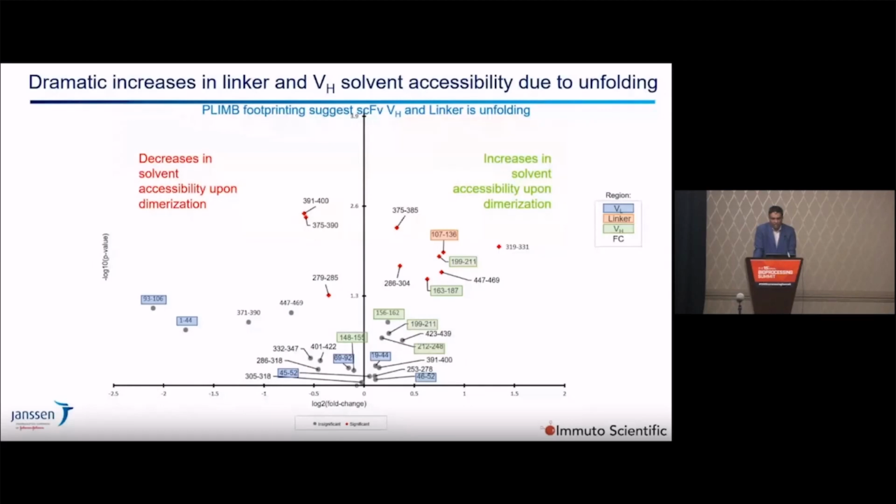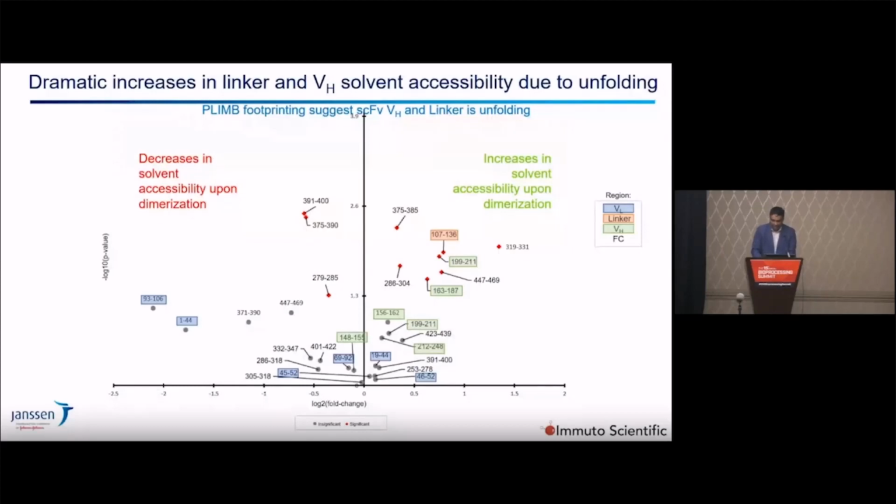Anything that's up in ratio is peptides that were modified, and they had increased solvent accessibility or exposure to these free radicals. From this analysis, you can see at the top right-hand side, above the p-value cutoff, 3 peptides that span regions of the linker and the VH of the single chain variable fragment.